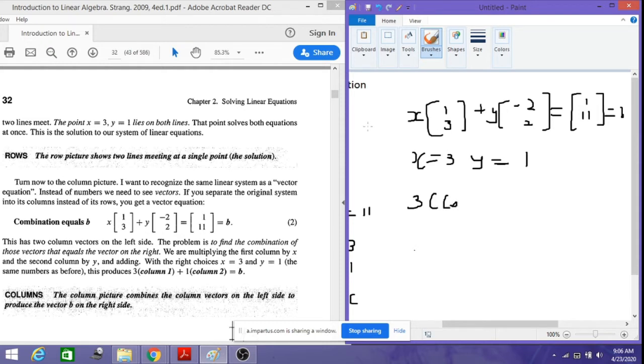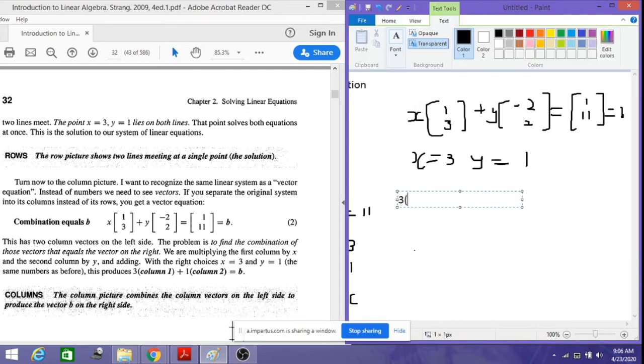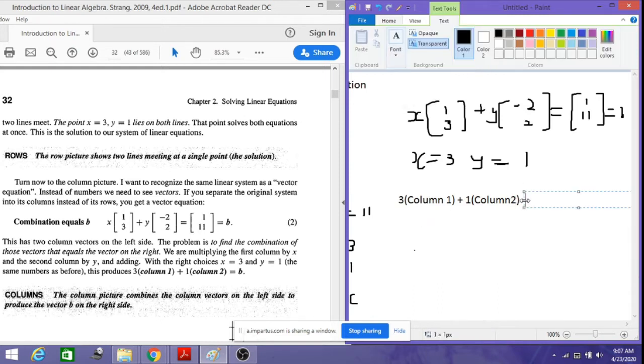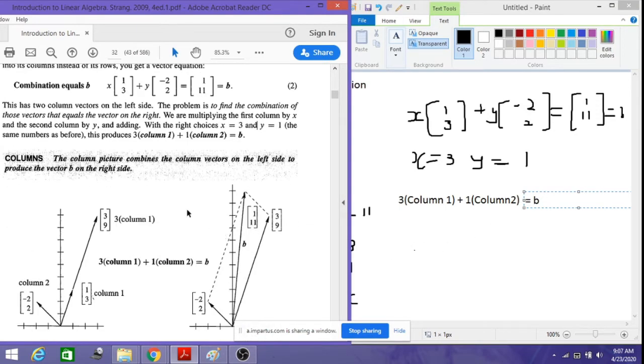So how do we read this? Let me clear this. It means 3 times column 1 plus 1 time column 2, which is equal to b. So this is how we will read it in the case of a column.